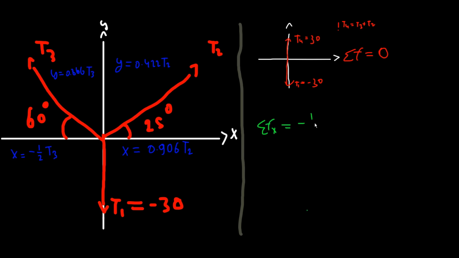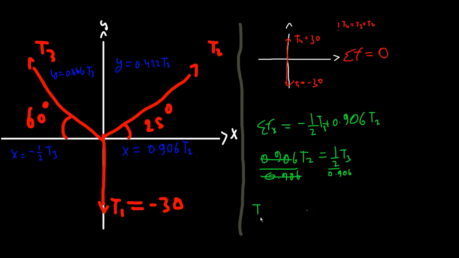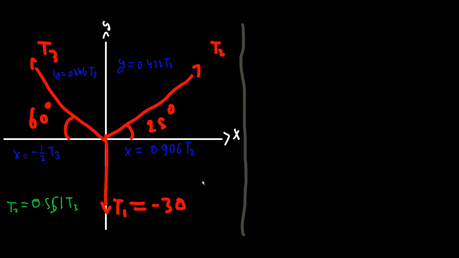Sigma Fx is equal to 0, so we can use T2x and T3x to build up an equation that equals 0. This can help us to break the variables to a single variable so we can make up an equation for sigma F. As you see, T2 is the same as 0.511 T3. The following equation can help us to find the value of T3.